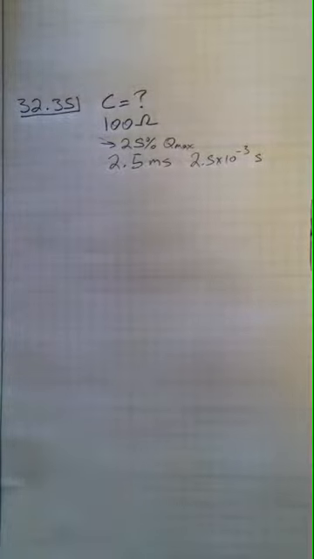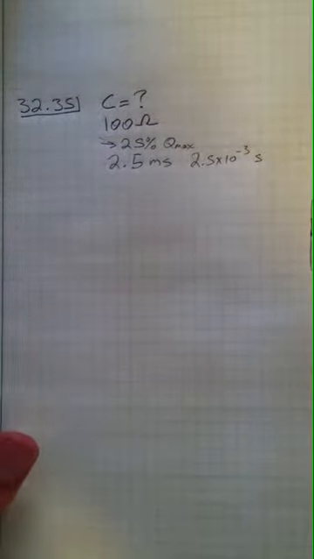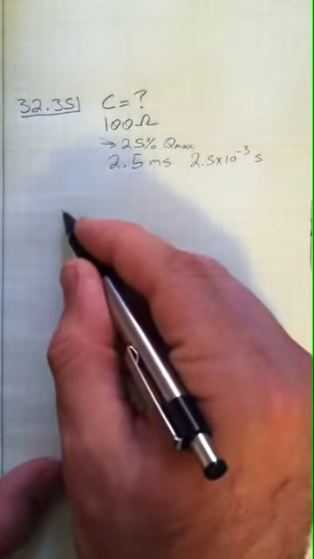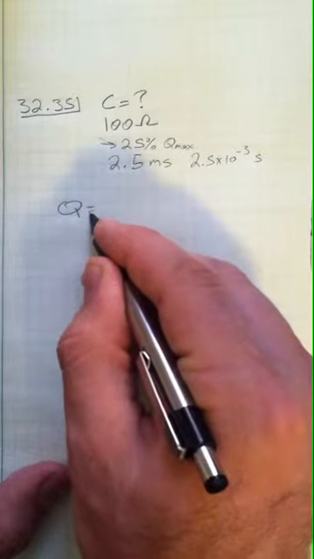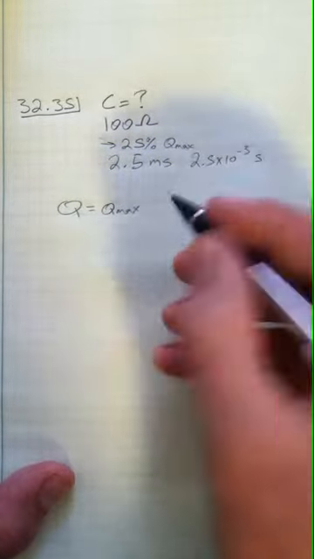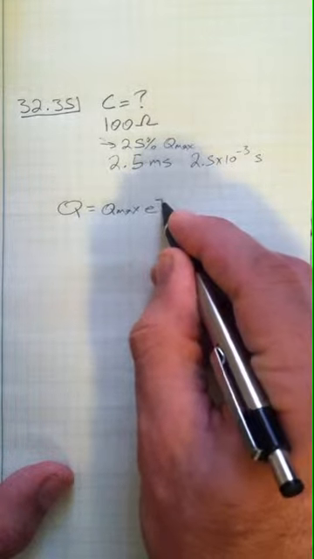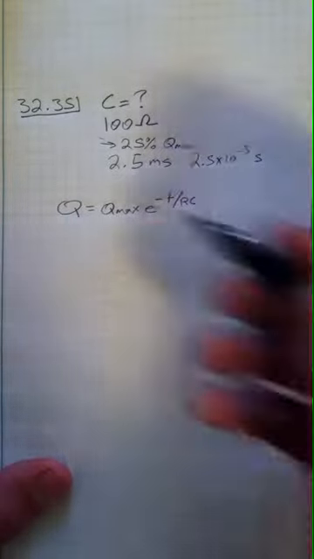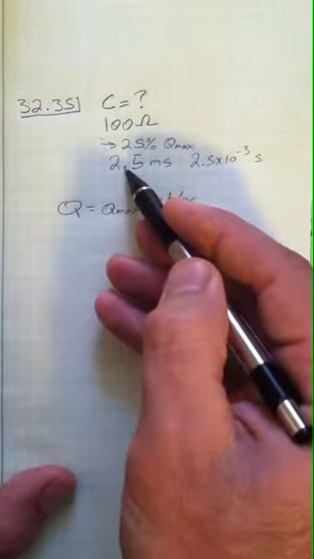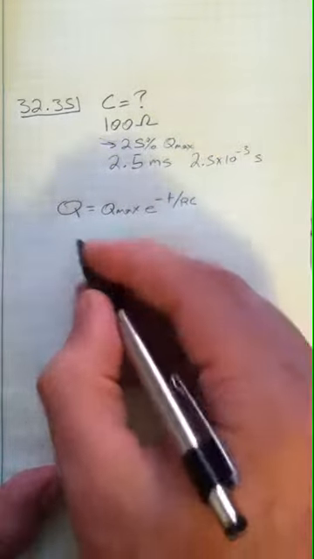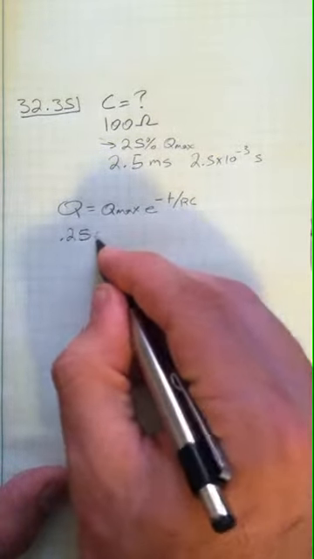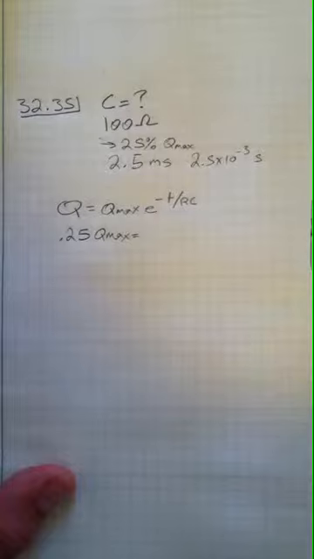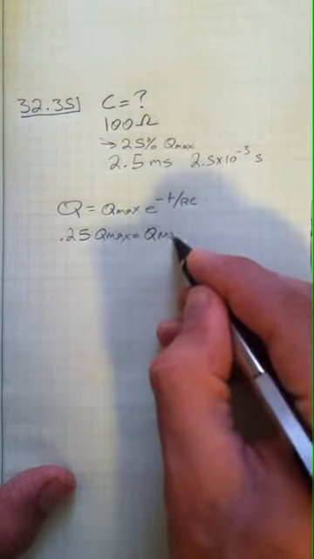Now this seems pretty complicated at first, but because of the equations that we're given, it's really just a plug and chug kind of problem. So we start with our discharge equation, which is charge equals the max charge times e to the negative t over RC. Now what are we given? We have Q is 25% of Q max. So we have 0.25 times Q max equals, well, we don't know our Q max, but it's okay because it's going to end up canceling.